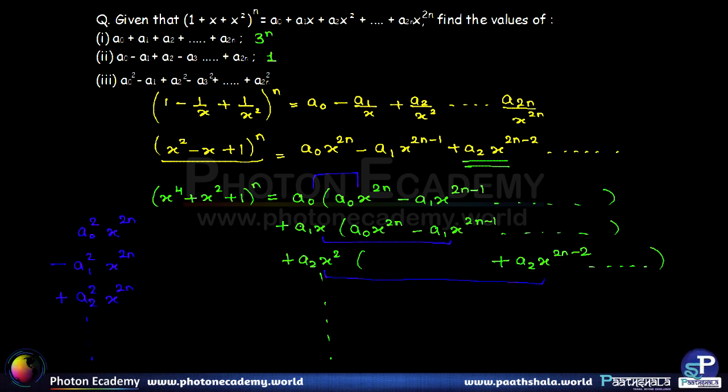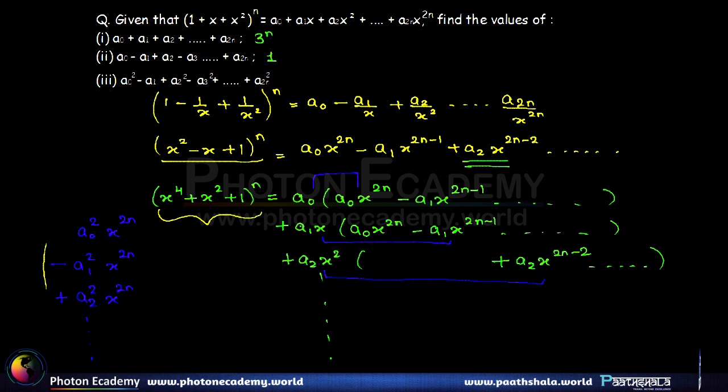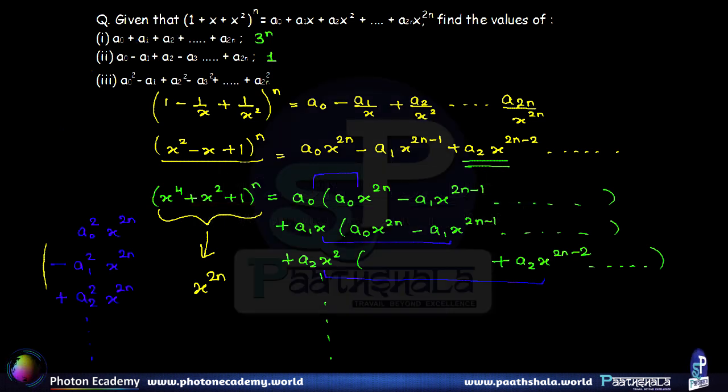So we are obviously observing a pattern over here. This thing, the coefficients are exactly what we need: a0 square minus a1 square plus a2 square. That is what we asked, right? And we can clearly see that all of these are coefficients of x raised to 2n. So in this expansion, we have to basically find the coefficient of x raised to 2n, and that will be our answer. To do that, it's very easy because you can compare these two equations and you will see that it's the same thing, except that instead of x we have just written x square.